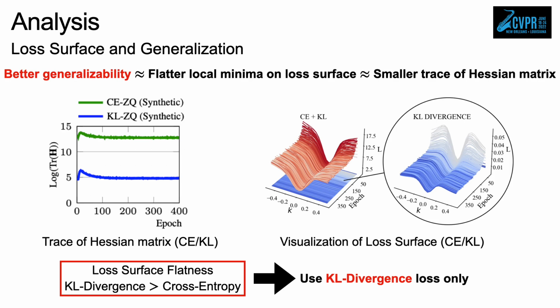The experiment results show that the trace of cross-entropy loss is an order of magnitude larger than that of KL divergence. Going one step further, we visualized the loss surface itself. The right side figure shows that KL divergence has a much flatter loss surface. In conclusion, we decided to use KL divergence only for training.